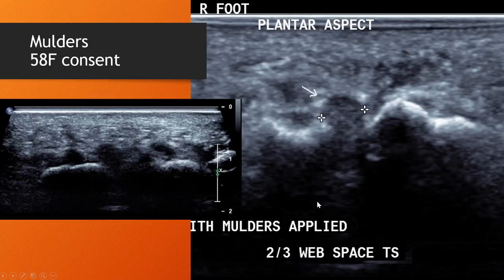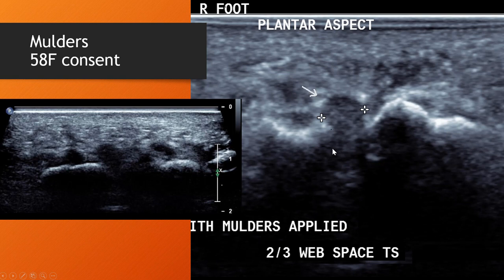So during that Mulder's compression, quite often the patient will experience a click, and you'll feel a click and a pop under the probe. That doesn't necessarily mean it has to be a neuroma. It can just be a bursa that's being compressed and causing that click.